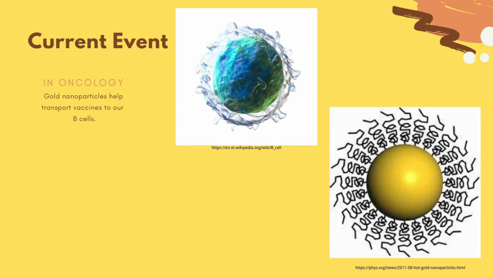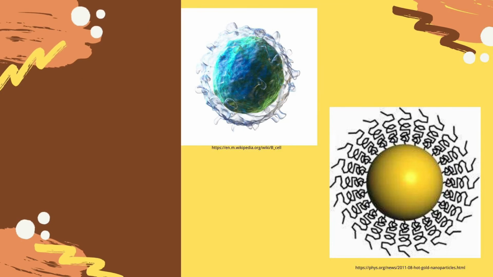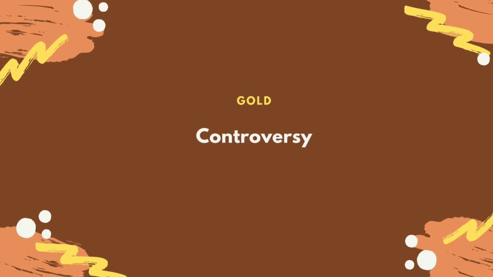So here comes our other current event. This current event is basically about adding gold nanoparticles to our medicine. According to recent research, some scientists found that adding gold nanoparticles to medicine can help transport vaccines to our B cells by increasing the speed of transportation. The scientists think that it can be applied in oncology and other studies of disease to increase human welfare. The blue picture on the right side is B cells, and the yellow picture on the right side is our gold nanoparticles.